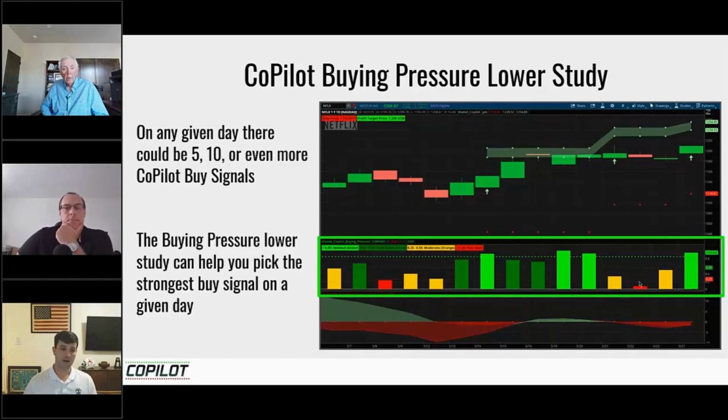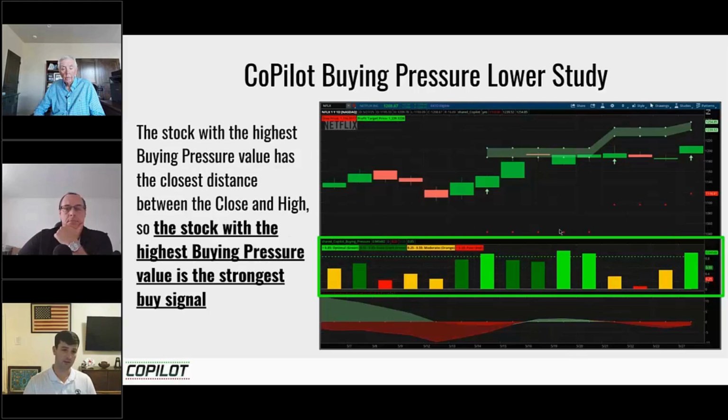And keep in mind, on any given day, depending on the index you're scanning, say the S&P 500 or the Russell 1000, whatever group of stocks you're running the CoPilot scan on, there could be 5, 10, or even many more CoPilot buy signals. So that's why these lower studies really come in to help you weed through the less desirable buy signals and get to truly the best ones that have been generated for that day. So it can help you pick the strongest buy signal on any given day.